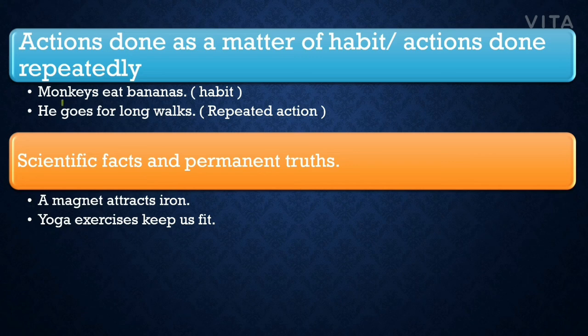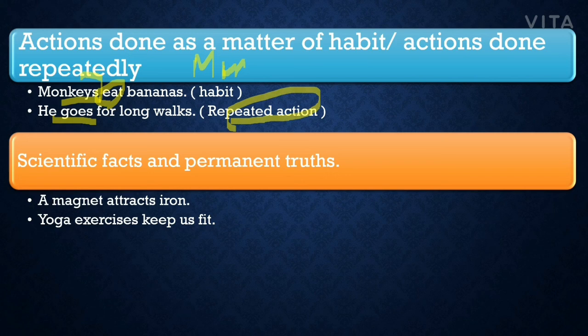I have written monkeys. With monkeys I am using the verb eat. Clear? But if I write only monkey, then I will use the verb eats, not eat. Clear? So this is how you differentiate between S or ES, meaning where to use S and where to use ES. Clear? And for repeated actions also you use simple present tense only. He goes for long walks.